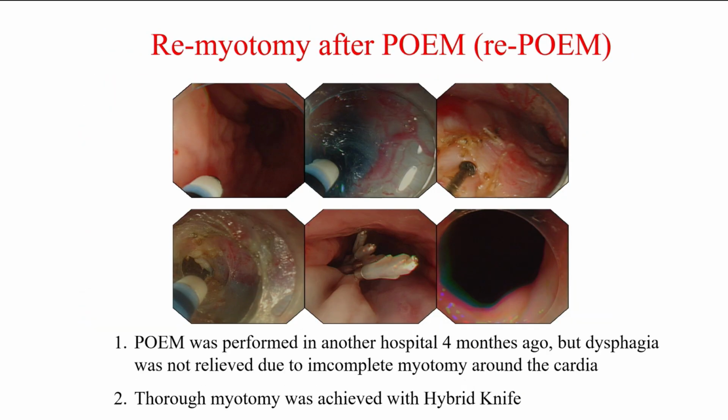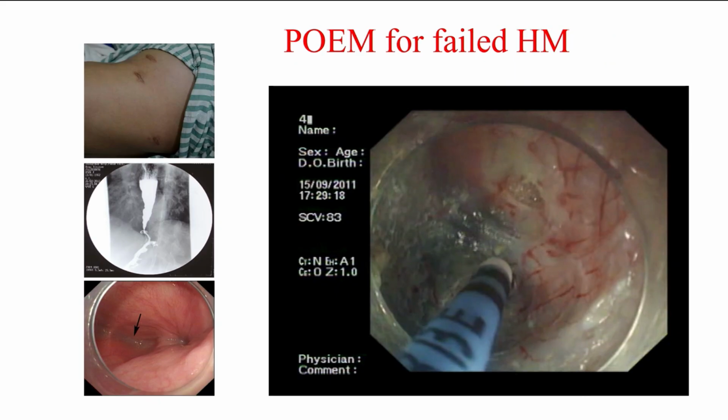So what about the indications of POEM for achalasia? The traditional indication of POEM is achalasia type 2. Now in China, we have expanded the indication of POEM for achalasia, even to type 1 and type 3. For failed POEM cases or failed Heller myotomy, we can even perform repeated myotomy after POEM or Heller myotomy.